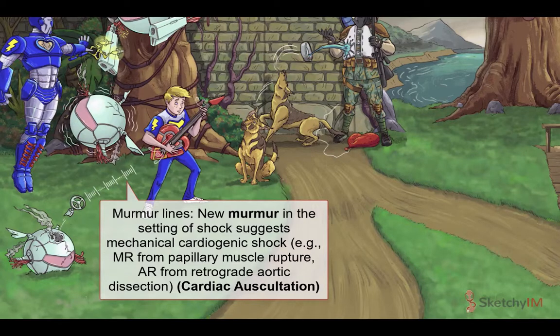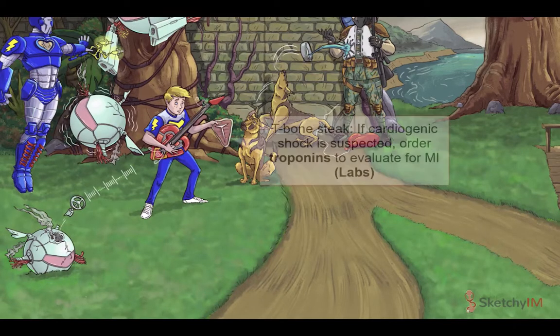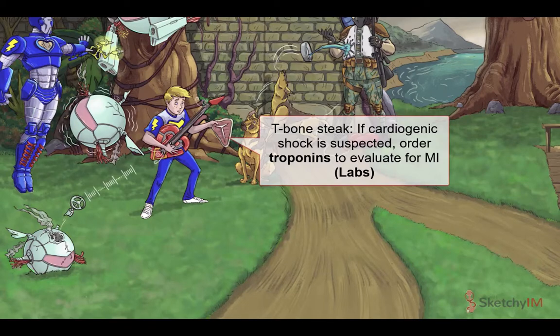Whether it's acute mitral regurg from papillary muscle rupture, acute aortic regurg from retrograde aortic dissection, or a number of other causes, a new murmur in the setting of shock is strongly suggestive of mechanical cardiogenic shock. Since the most common cause of cardiogenic shock is MI, if you suspect that your patient is presenting with it, a workup for ACS should always be done. That means getting cardiac enzymes like troponins, represented by a recurring sketchy symbol, the T-bone steak.